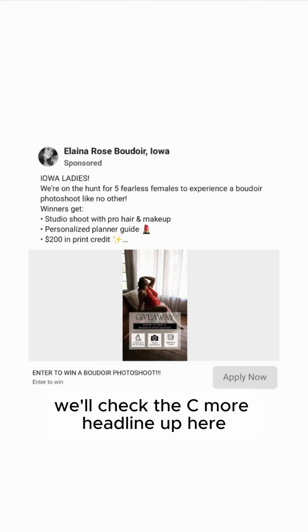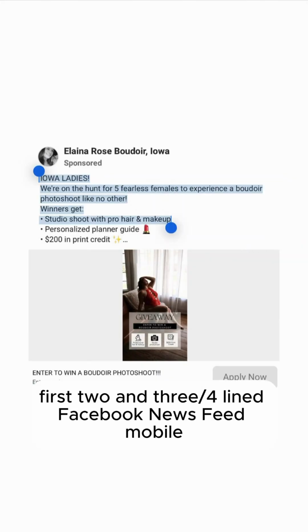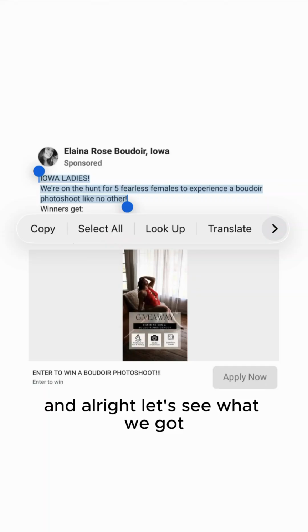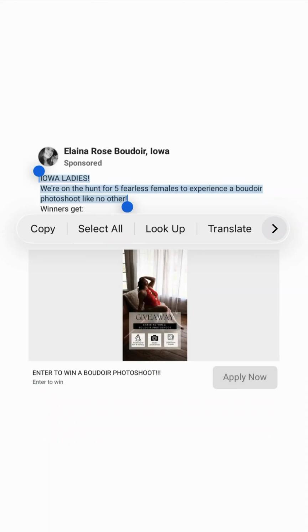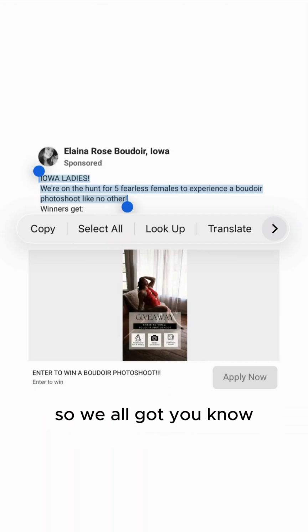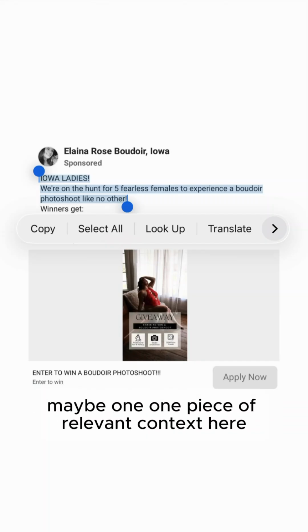All right, finally, we'll check the see more headline up here, first 2 3/4 lines, Facebook newsfeed mobile. And all right, let's see what we got. Ladies are on the hunt for 5 fearless females to experience it with, well, photos you like. All right, so we only got maybe one piece of relevant context here.